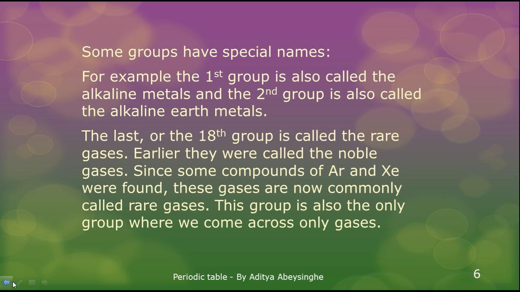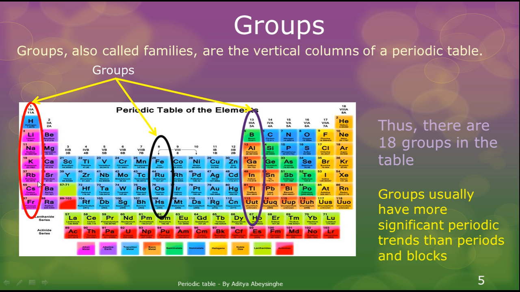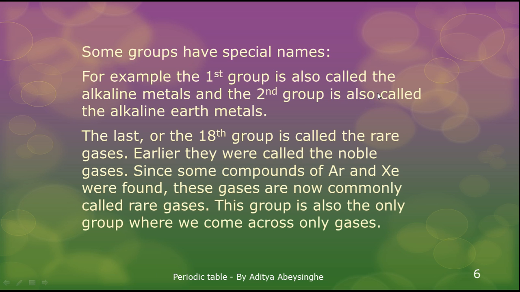And the last group, or the 18th group, is called the rare gases. You may see in some books that these are also called noble gases. Although we called them noble gases or unreactive gases, we don't now consider these to be unreactive, because we have already found compounds containing argon and xenon. For example, you can find XeF6, or xenon hexafluoride. So we no longer call them unreactive or noble gases, we call them rare gases.